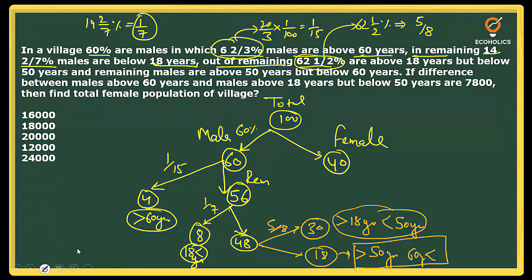I hope all of you have done this. Total were 100. Out of 100, 60% are male, 40 female. Out of 60, 6 2/3% are the males which are above 60 years. Then out of the remaining, you subtract 60 minus 4, 56. Out of the remaining, 1/7, which is 14 2/7%, these are the males which are less than 18 years. And now remaining, which are 48.